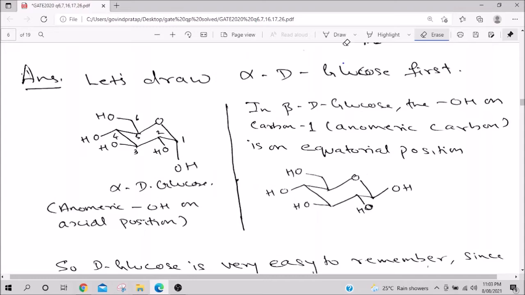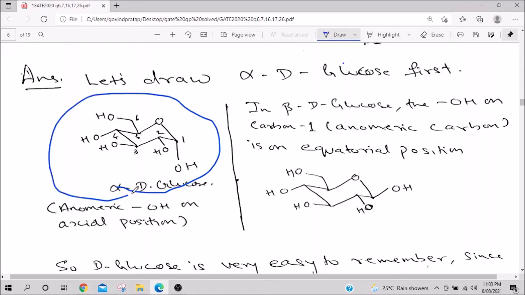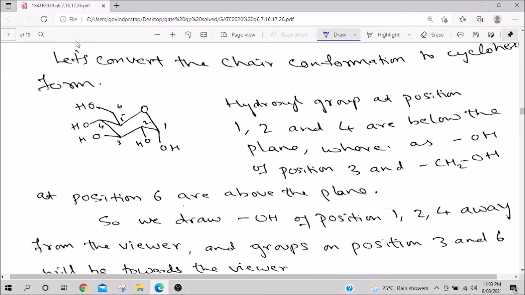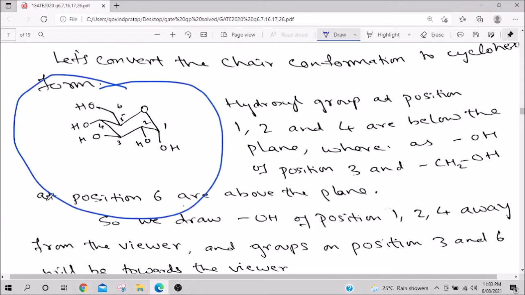Now we are going to draw this alpha D glucose in pyranose form, because that makes my job easy to explain. I can very well explain here also, but let me draw in the pyranose form. See here, you have to understand what is above the plane and what is below the plane. Look at this carbon. This carbon has OH and hydrogen. Which looks up? Hydrogen looks up, OH looks down. So hydrogen is above the plane, OH is below the plane.